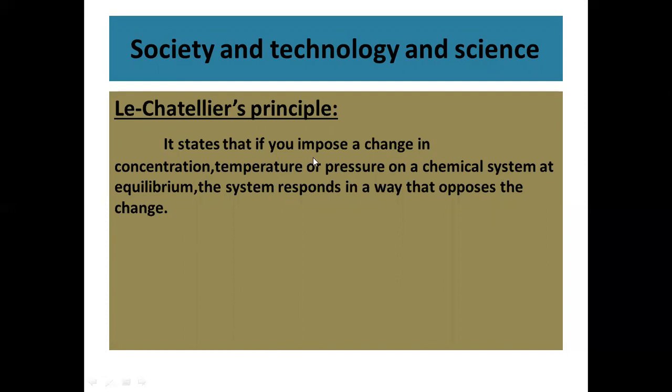If we change any of these conditions, what will happen? The system will try to resist against that change, and then the system will attain a new equilibrium state. If you change any one of these conditions, the system will try to attain a new equilibrium state by resisting against these changes. This is called Le Chatelier principle.